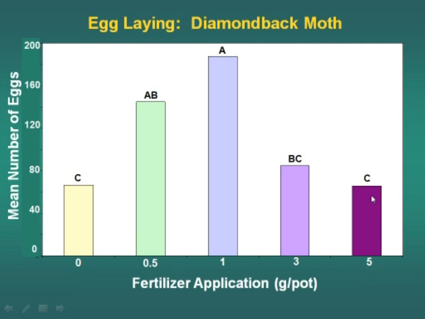very few eggs on plants that had higher than recommended levels of fertility. Most eggs were laid on plants that had either optimal or recommended levels of fertility or slightly below that. So diamondback moth then prefer to lay their eggs on vigorous plants that receive good nutrition.